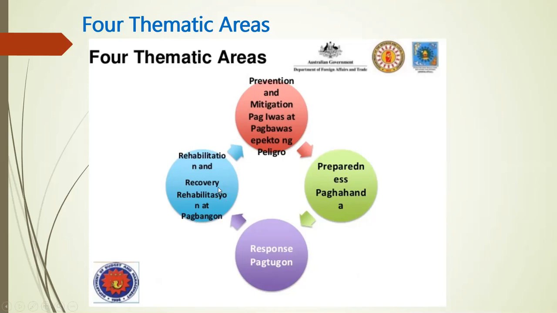These are a cycle, okay? Meaning, if we try to prevent a disaster, you don't stop at a certain thematic area. It will continue the process. For example, what should we do before, during, and after? When we speak of before the disaster, we're dealing with prevention and preparedness. For example, what we do in school as part of prevention, mitigation, and preparedness is earthquake drills.